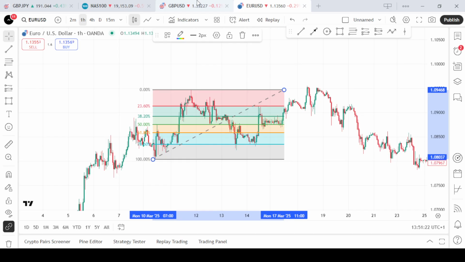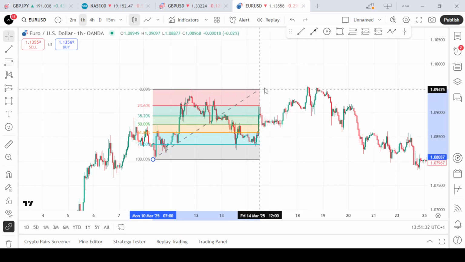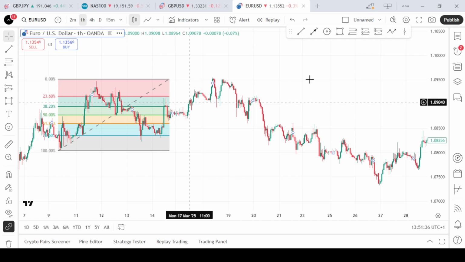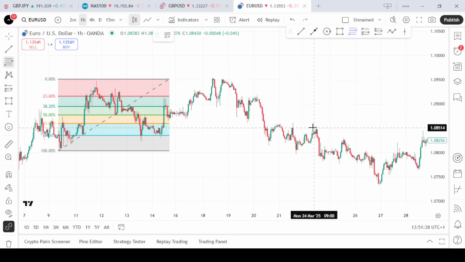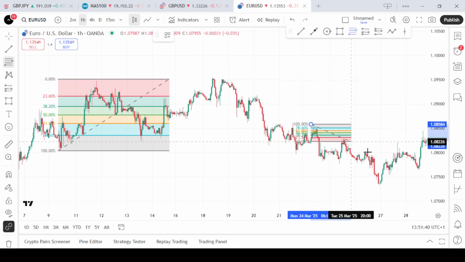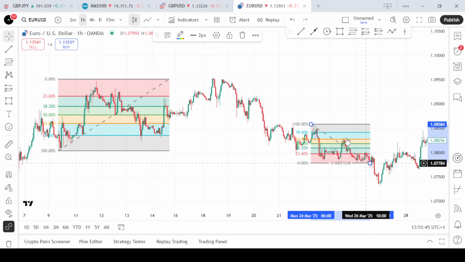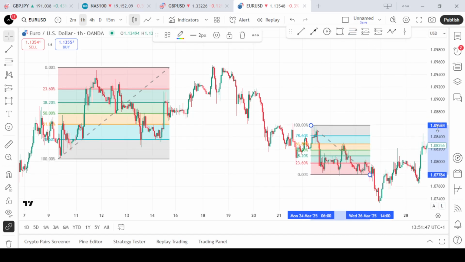So all you need to know how to do is to plot your Fibonacci retracement tool from the most recent swing low to the most recent swing high in a bullish trade, while in a bearish trade you need to plot it from your recent swing high to your recent swing low. This is how you plot it in a bearish scenario.